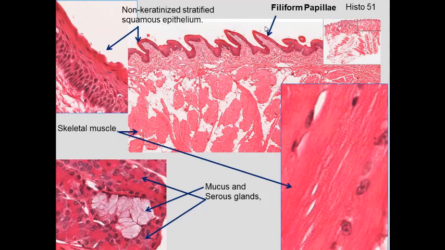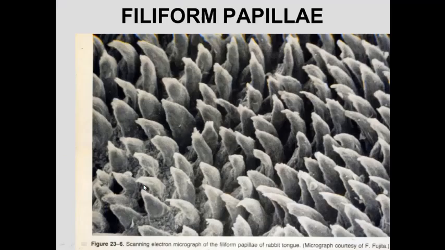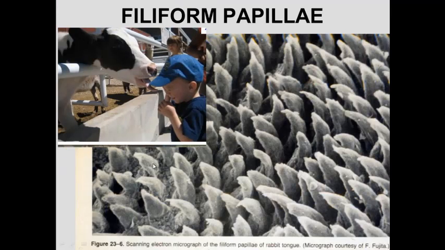If you look at this one, Histo 51, you see that the epithelium is non-keratinizing stratified squamous epithelium, more than one layer, with flattened cells on the surface, and you see these filiform papillae project up through there. There's skeletal muscle in your tongue because you have control over your tongue, and there are also serous and mucous glands in the tongue. Here you can see the filiform papillae.